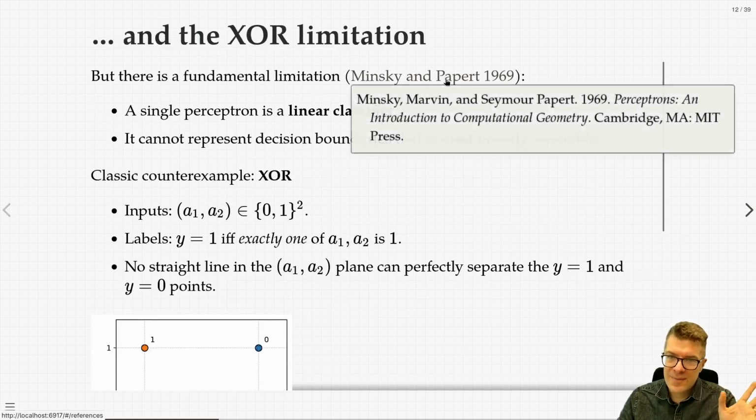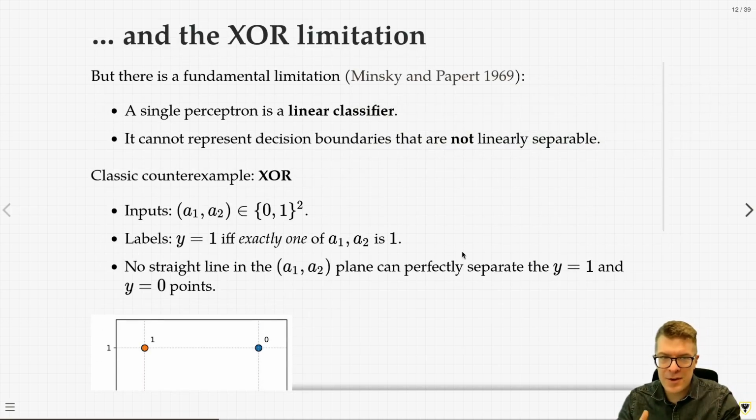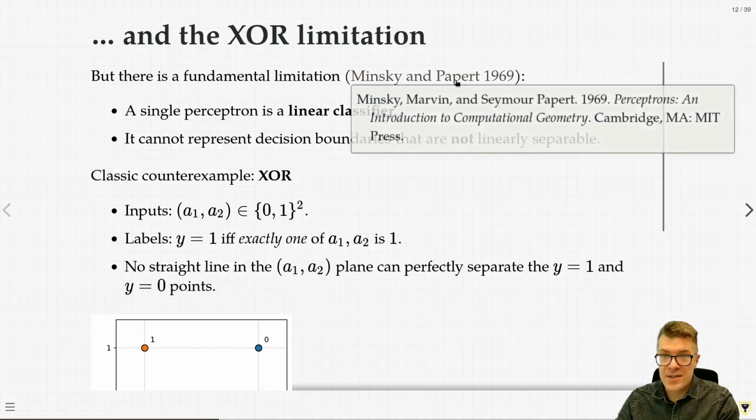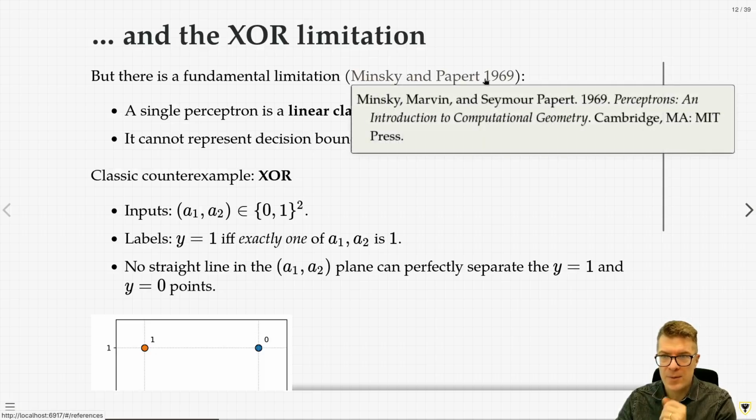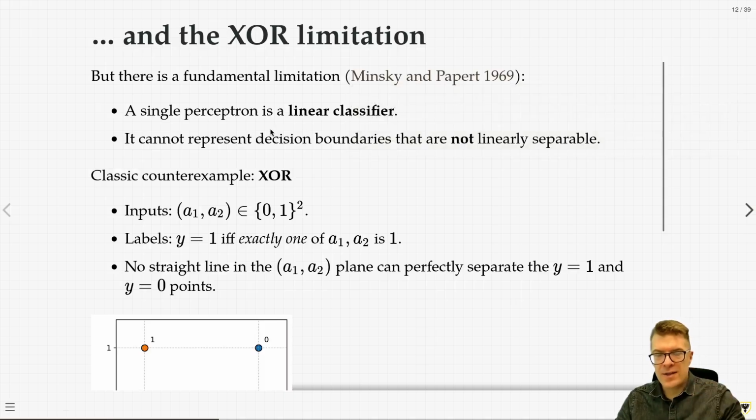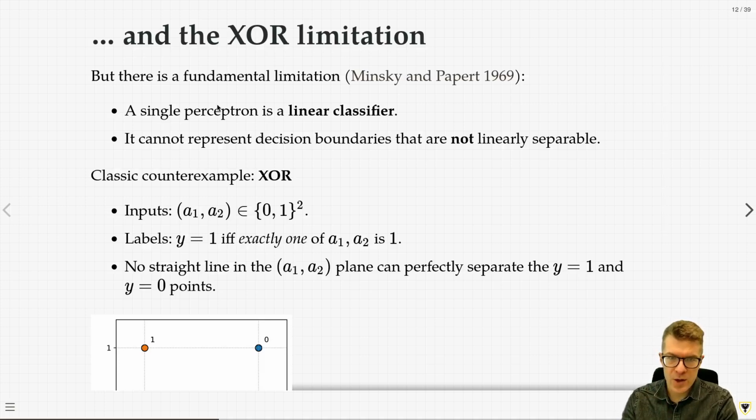Things proceeded slowly. AI was still in its infancy in the 40s and 50s. At the end of the 1960s, Marvin Minsky and Seymour Papert wrote a paper that showed that these neural networks had a fundamental limitation. Every single perceptron was essentially a linear classifier, so even with some nonlinearities, or the early types I mentioned earlier, it wouldn't be able to represent any decision boundary that was not linearly separable.